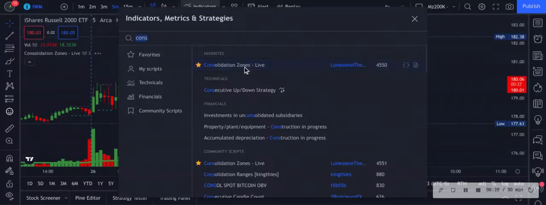And so what you're going to do is look for consolidating periods and anticipate a breakout to be able to enter a trade.